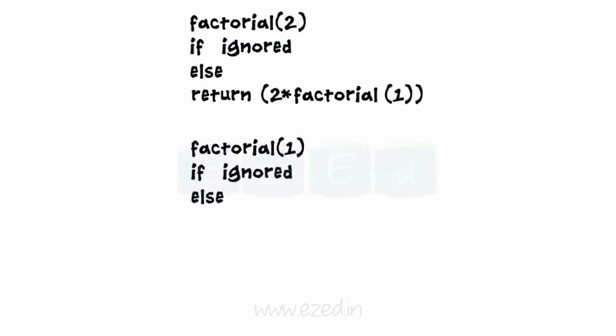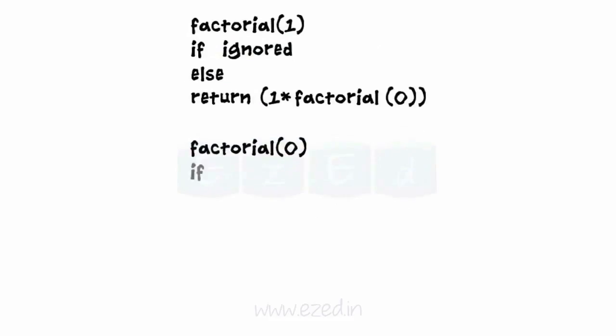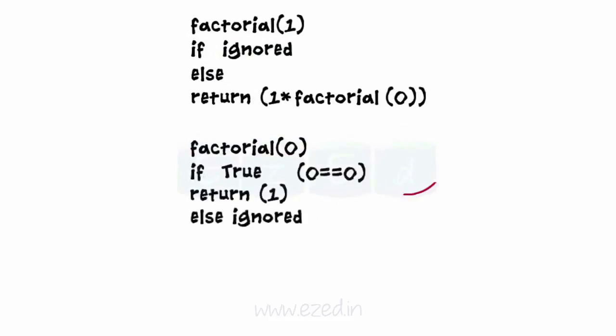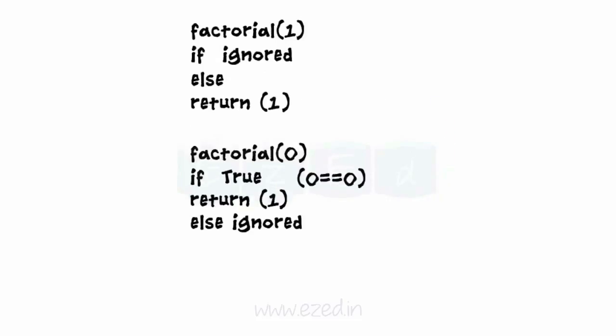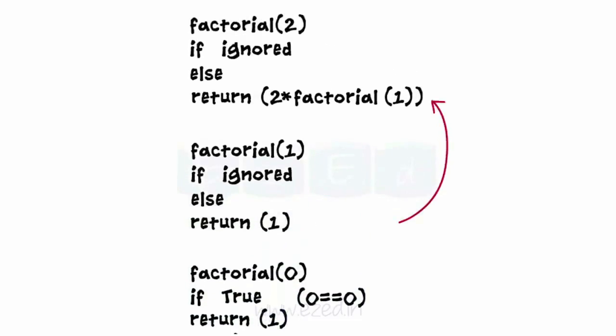Again, if is ignored and else is executed. The factorial function is called with 0 as argument. But this time the if condition is true, and so 1 is returned to the previous call. As 1 into 1 is 1, 1 is again returned to the call before this. Now 2 into 1 is 2.